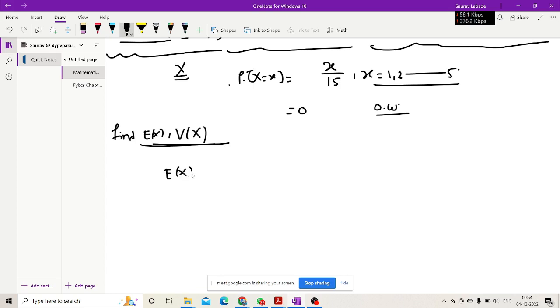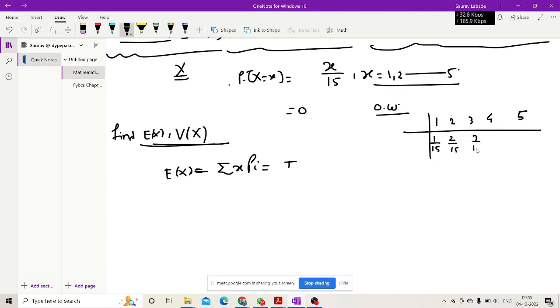What is the formula for expectation of x then? Expectation of x is the summation of x into pi, right? Now we will first find the probability distribution. So x is 1, 2, 3, 4, 5. The first will be 1 by 15, second 2 by 15, third 3 by 15, 4 by 15, and the last 5 by 15. And we have to do the multiplication of this, right?